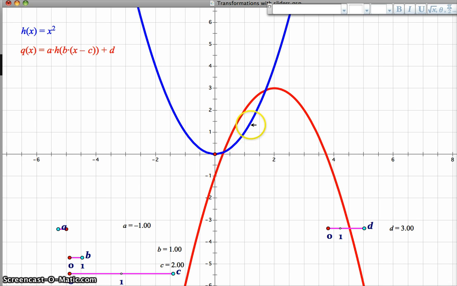Or we could also have just flipped this graph upside down first and then shifted the points. Certainly that applies for here. What happens to the point 1, 1? If we move the point 1, 1, 2 to the right, it becomes 3, 1. Up 3, it becomes 3, 4. And if we now were to flip it over the x-axis, we would have the point 3, -4. But we don't have that point on our graph.